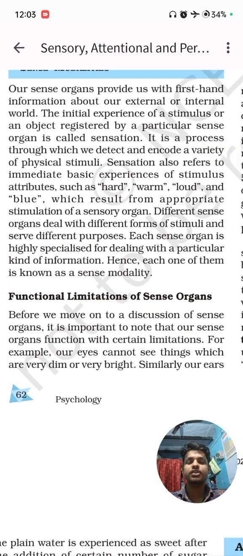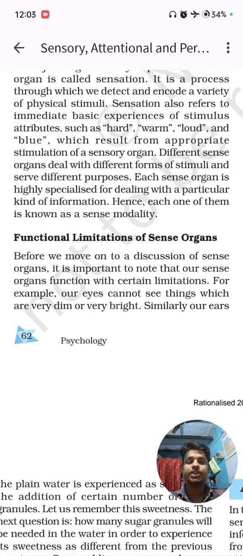Different sense organs deal with different forms of stimulus and serve different purposes. Each sense organ is highly specialized for dealing with a particular kind of information. Hence, each one of them is known as a modality. Functional limitation of sense organs.